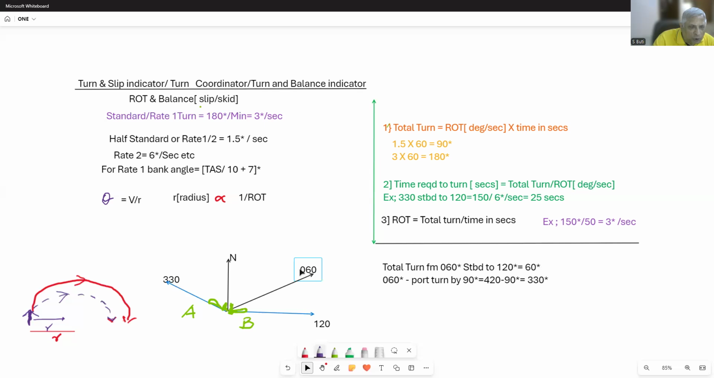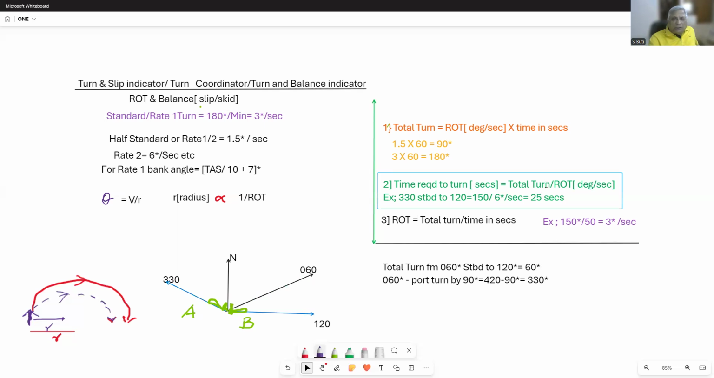If you are told from 060 turn left by 90 degrees, immediately you like to know at what heading should I come out. Okay, 060 minus 90, problem? No problem. Add a 360 here, it becomes 420 minus 90, roll out at 330. Great.